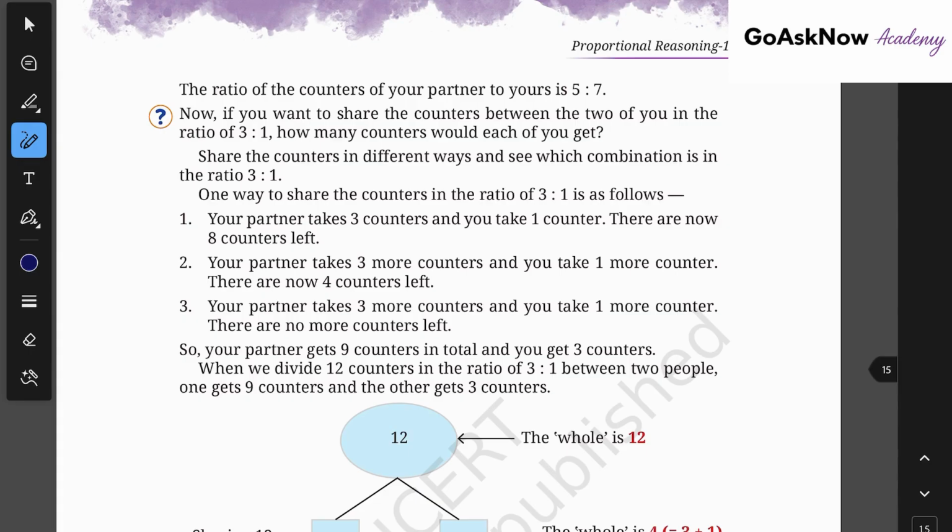Last step. Your partner takes 3 more counters and you take 1 more counter and there are no more counters left. So your partner gets 9 counters in total and you get 3. When you divide 12 counters in the ratio of 3 to 1 between two people, one gets 9 counters and the other gets 3 counters.